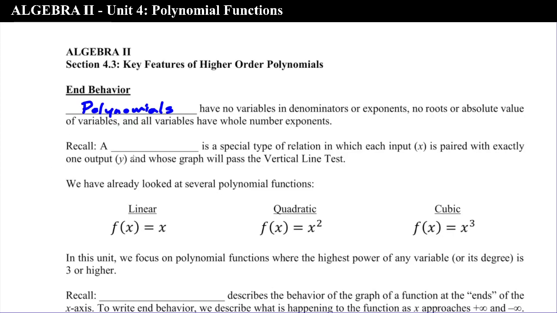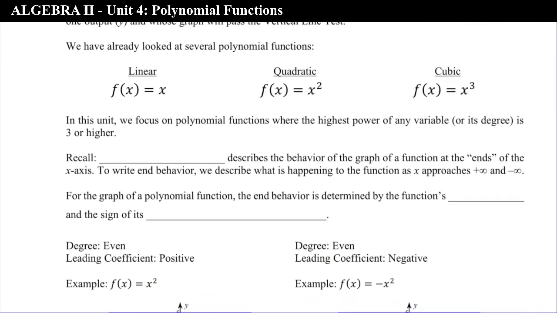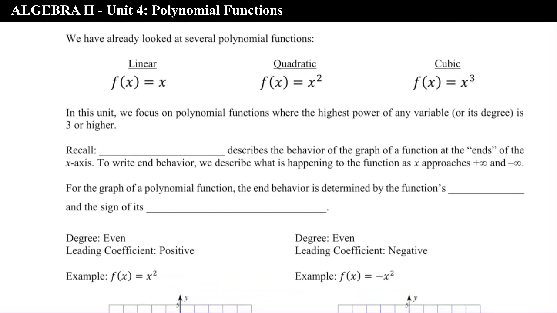Okay, also recall what a function is. A function is something that has an input, which is our x, and then an output, which is typically our y. And if you're looking at a graph, it will pass the vertical line test, which means we can take a vertical line that's going up and down, and we could put it anywhere on the graph, and that function only goes through that vertical line one time, no matter where you are along the graph. So we've already looked at several polynomial functions, including linear, quadratic, and cubic. In this unit, we're going to continue focusing on higher order polynomials.